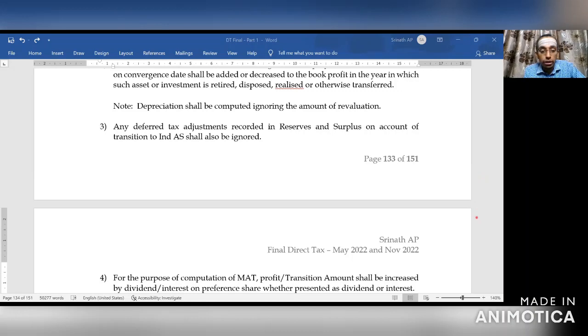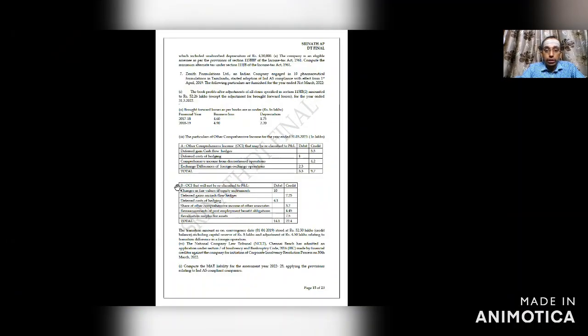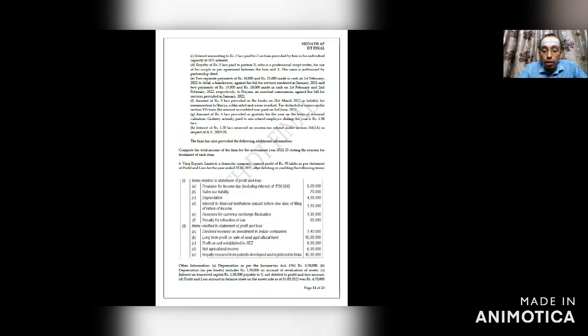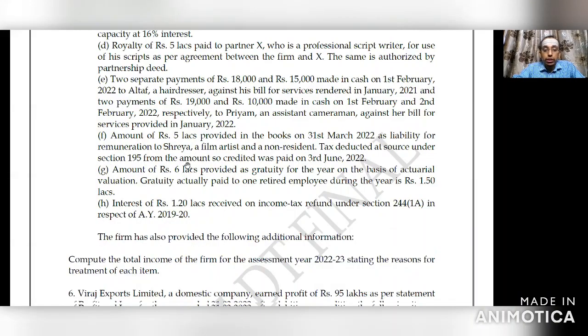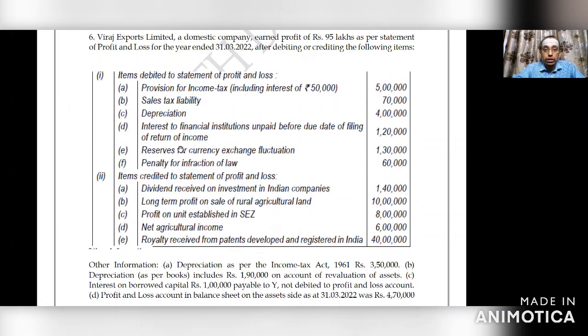Hope you are able to understand this. We'll as usual do a few problems here. We will start with a comparatively simpler problem. Problem number 6 that we do, which is on page number 14, Viraj Exports Limited. But it's in 2 pages. As usual, take up 5 minutes of time. Please do, then we'll discuss.